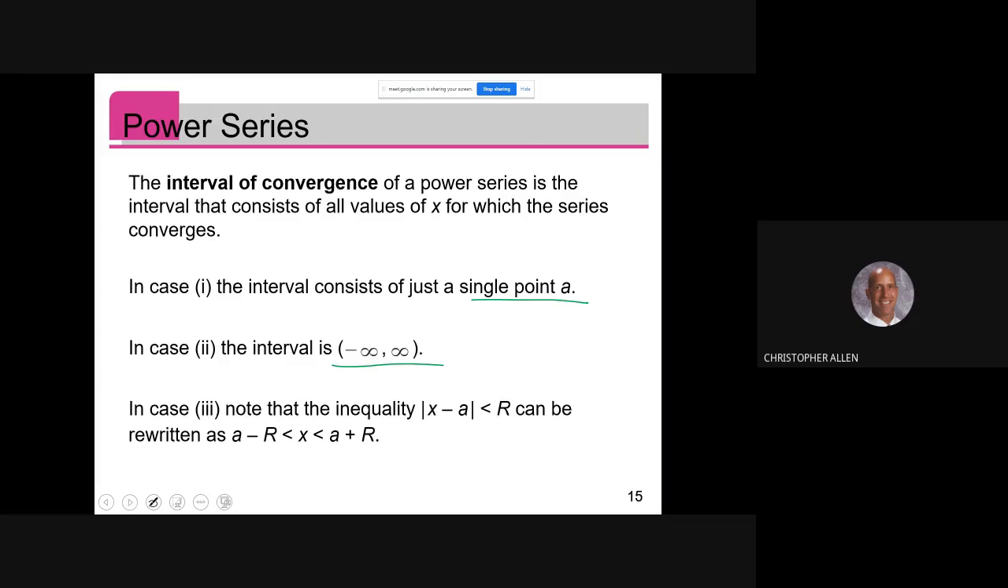Case 3, note that the inequality, the absolute value of x minus a less than R, can be rewritten as negative R less than x minus a less than R, that is, a minus R less than x less than a plus R. Now, here's where we're going to be a little bit careful.